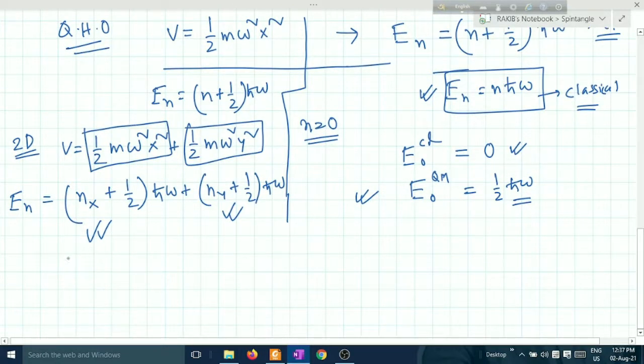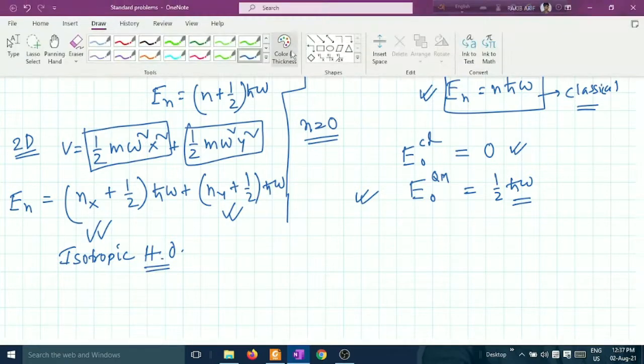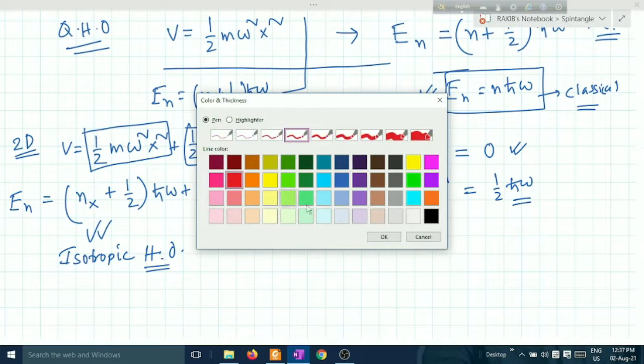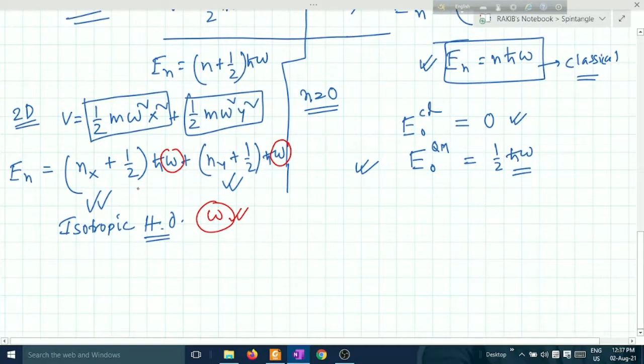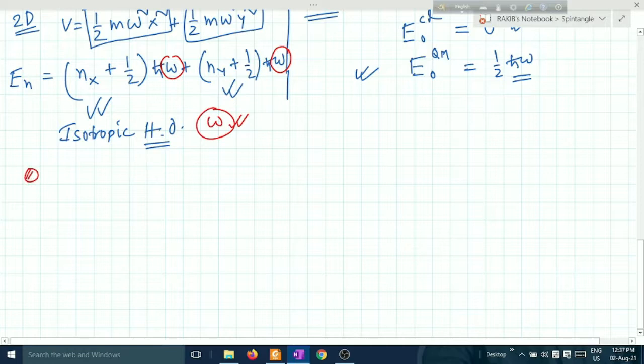This is called an isotropic harmonic oscillator. Why is it called an isotropic harmonic oscillator? Because here you can see that the frequency is given by omega, the same frequency in every direction. In the case of an anisotropic quantum harmonic oscillator, the frequency will change. Let me write it clearly.